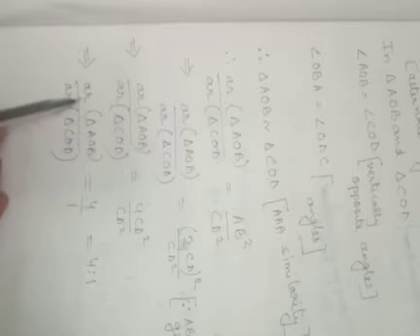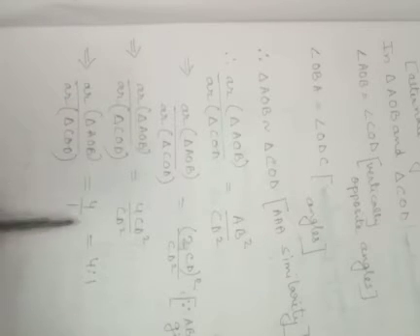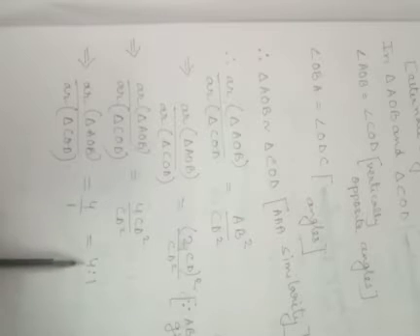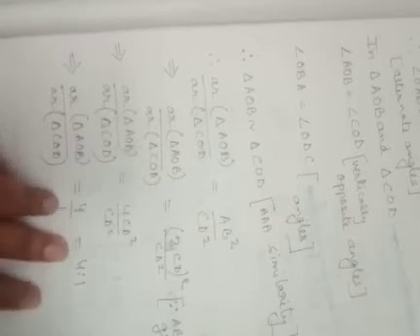So the ratio of the areas of triangle AOB and triangle COD is 4:1. So next, change to question number 5.